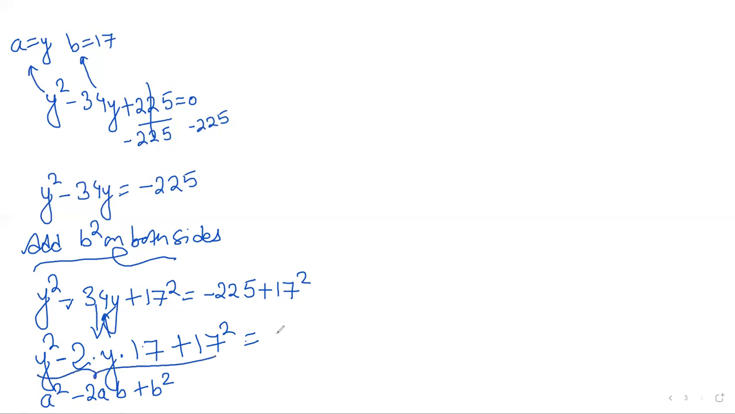The right side, you can simplify it, negative 225 and 17 square is how much? Like 16 square is 256. So 17 square is it 289? Let me check. 17 times 17, 289. Yep. So this is 289.